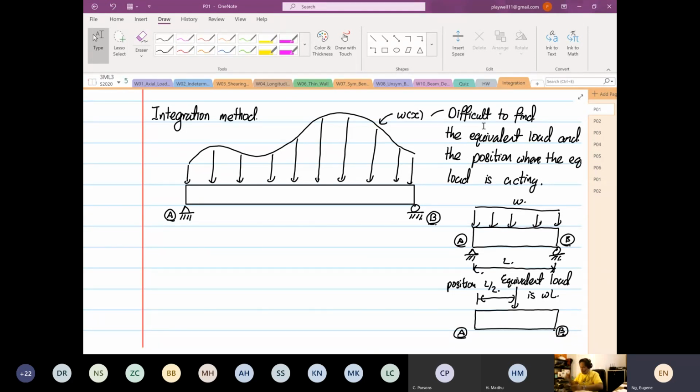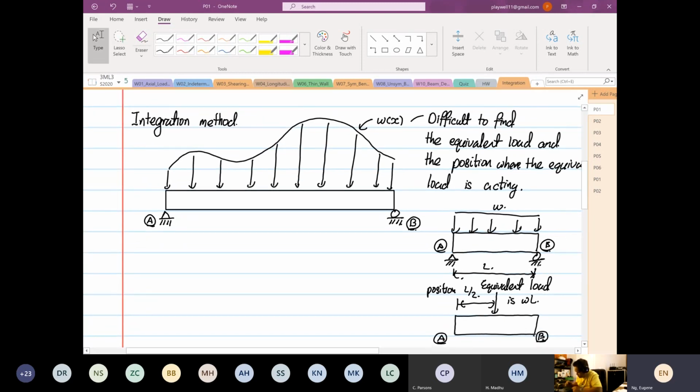In the integration method, we have to find the relationship with dV over dx. The first step is that dV over dx is equal to minus omega as a function of x, the negative of the distributed load. I'm not going to derive this, because deriving it will take me a good half an hour. I want you to apply this function, where dV over dx is equal to minus omega x, where omega x is the equation of the distributed load.